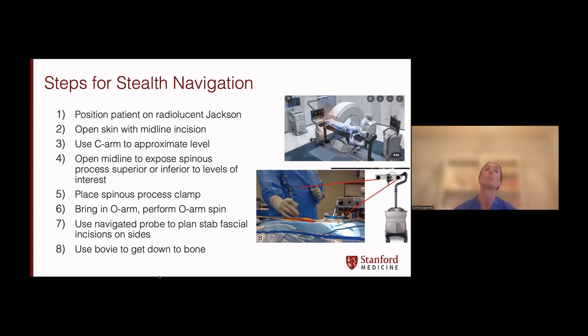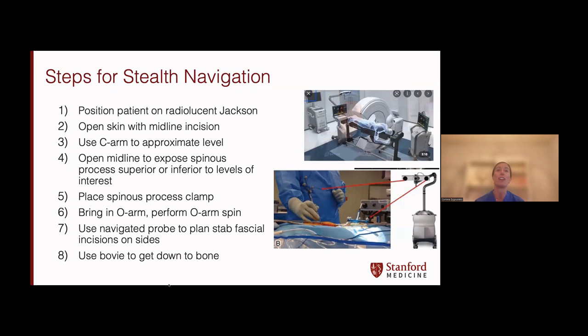After you do that, you bring in the O-arm and you perform an O-arm spin. Importantly here, we have not opened the fascia, so we're not getting into any bleeding yet. So these are relatively low blood loss surgeries. Once we've done the O-arm spin, we can transfer the navigation over, and now we're using our navigated instruments. You can see here, we bring up what I call the navigated chicken foot, and we use this to plan our stab fascial incisions on each side. Use the bovie to get down to bone.